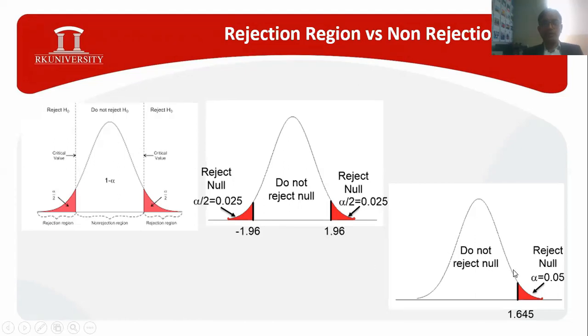In case of a one-tail test, we do not divide the alpha. That means the entire rejection region will be on the same side. So we have taken the entire 5% on the right side, and similarly the value of Z also changes. And this entire 95% will be known as the do not reject region or non-rejection region.